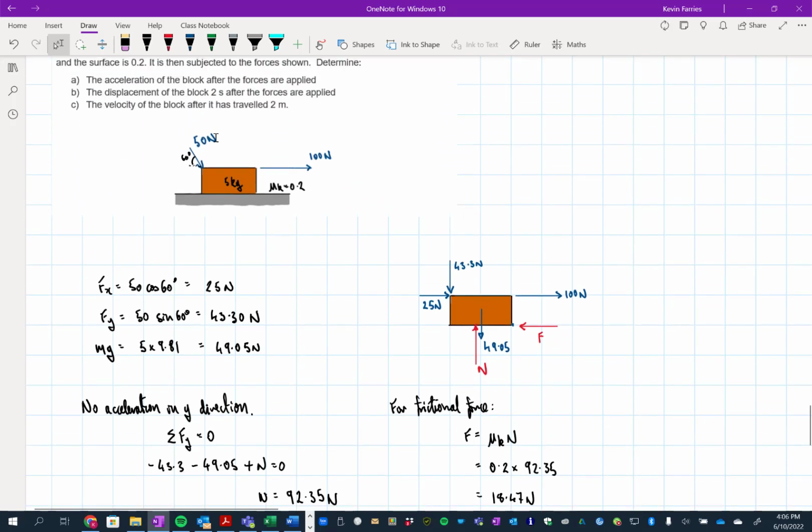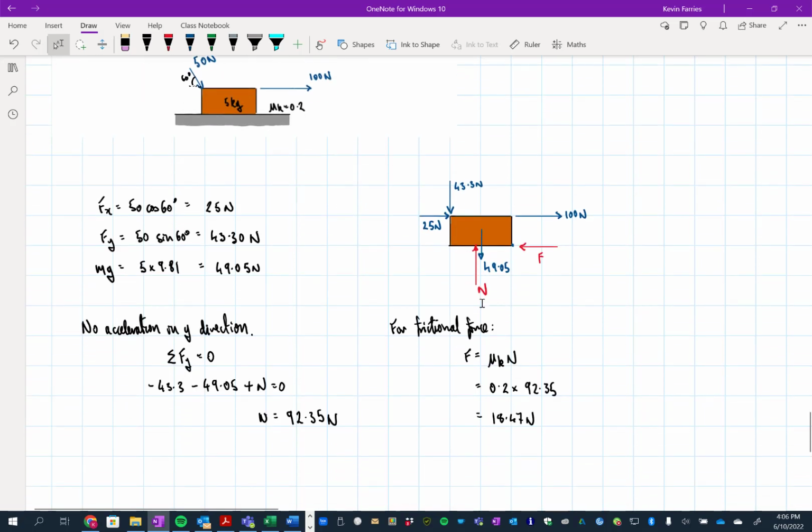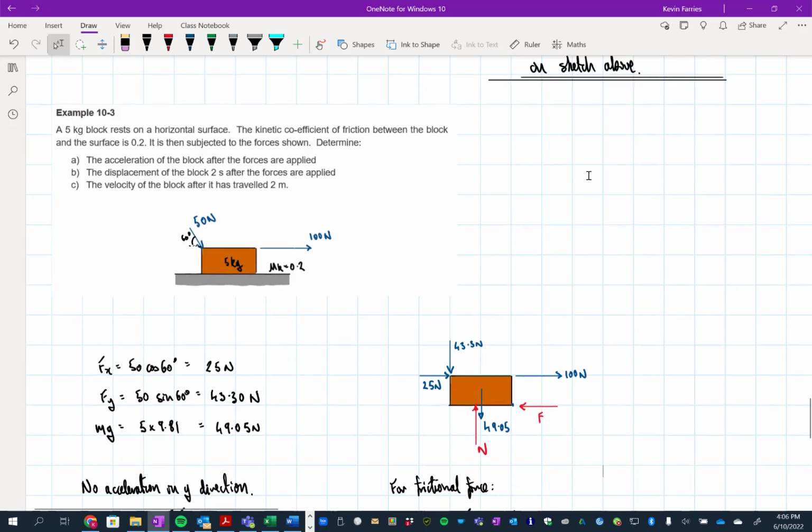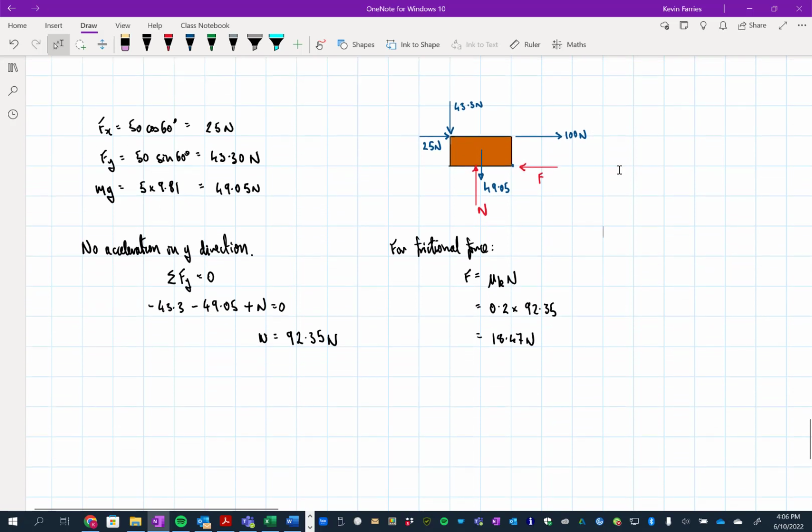back and look at the question and figure out, was it asking us to figure out whether it's sliding or not? Should have given us the static coefficient of friction if it was trying to do that. But anyway, we've got the total horizontal force is 125, so it exceeds this frictional force, so this little block must be sliding. What's it actually asking us to do? Find the acceleration of the block after the forces are applied.